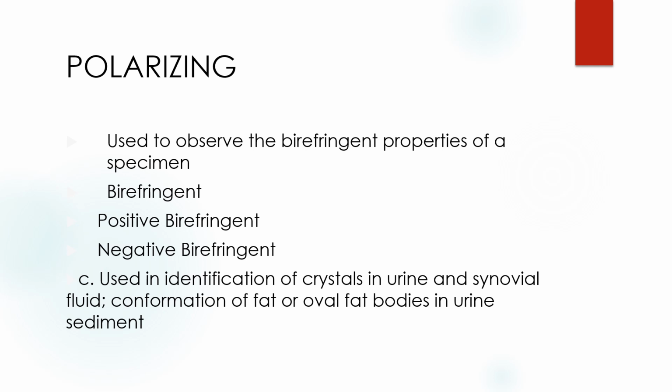Okay, let's take a look at your polarizing microscope. This one is used to observe the birefringent properties of a specimen. When you utilize polarizing, you will have positive and negative birefringent results. This one is used in identification of crystals in urine and synovial fluid and confirmation of oval fat bodies in the urine sediment. We will not be utilizing such in histology.